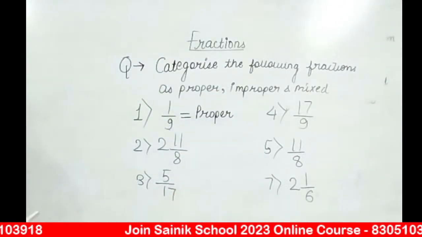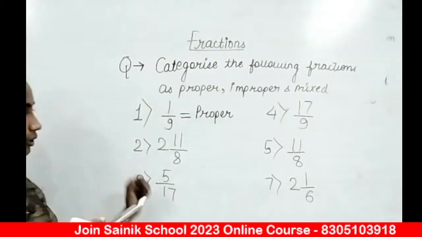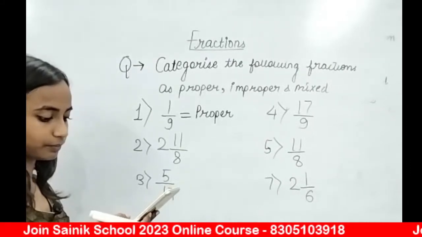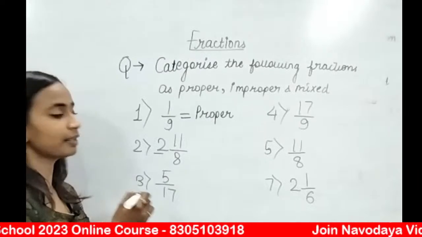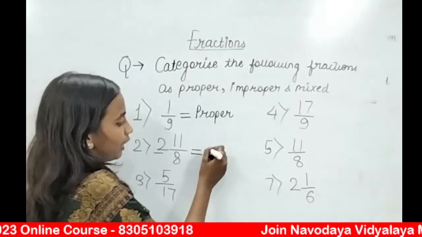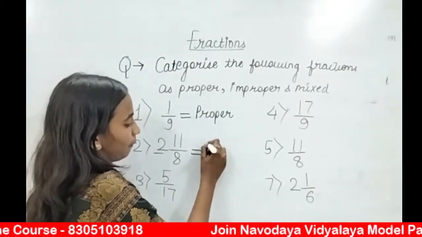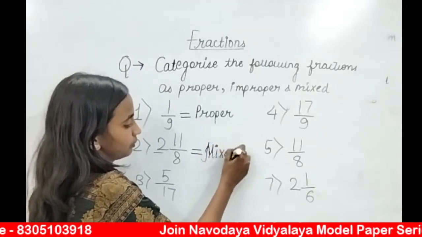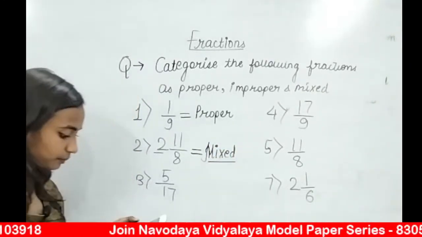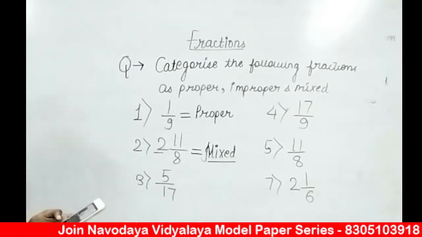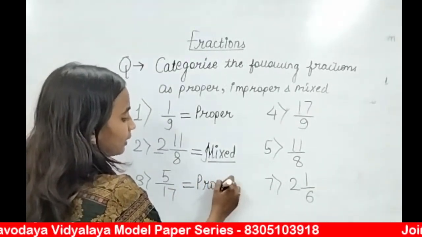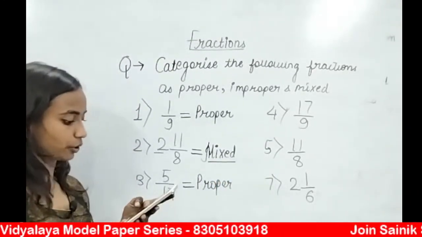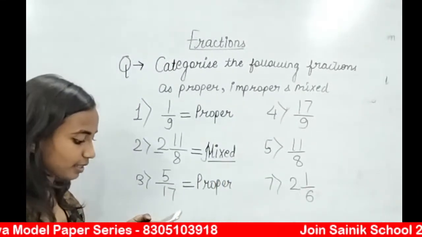Okay. Next is 2 11 by 8. Yes. This is a mixed fraction. Very good. 2 is whole, 11 by 8 is a fraction. So this is a mixed fraction. Very good. Third one, again a proper fraction. Very good. Denominator is greater. So the third one is again a proper fraction. Good. Manit is correct. Viren is correct.